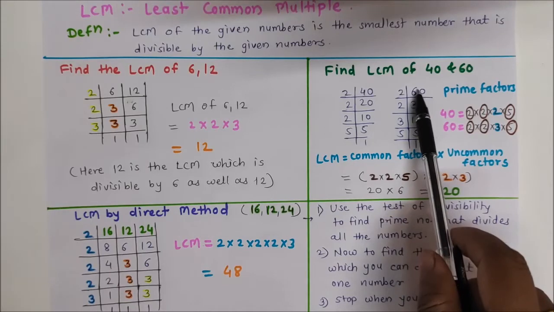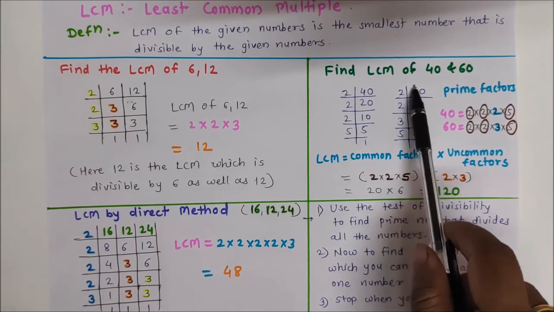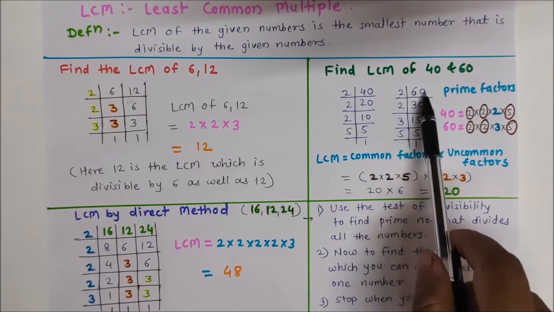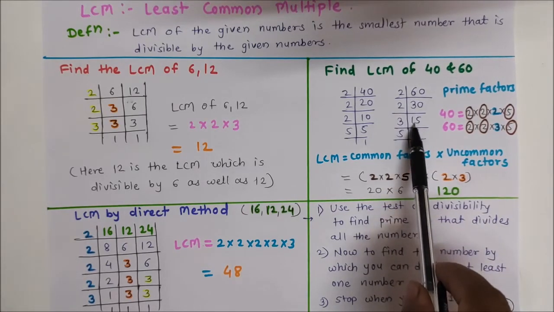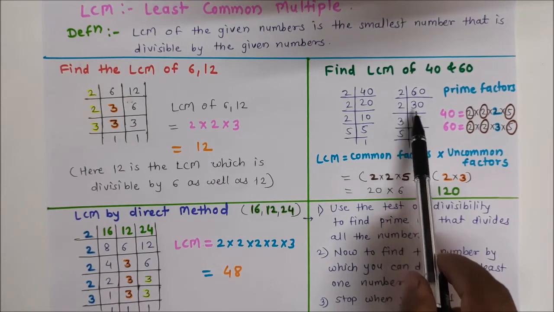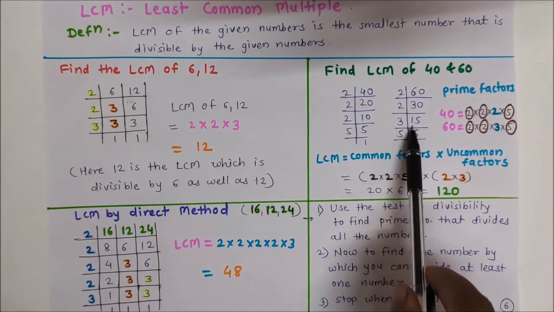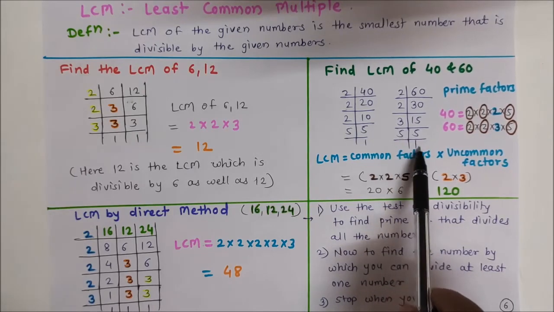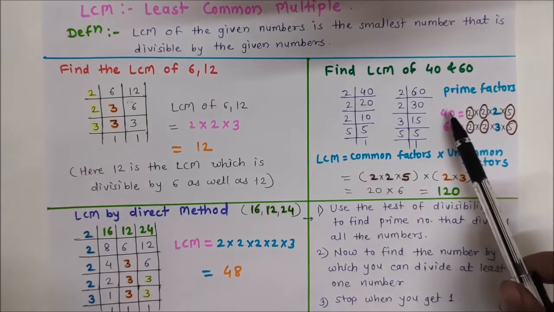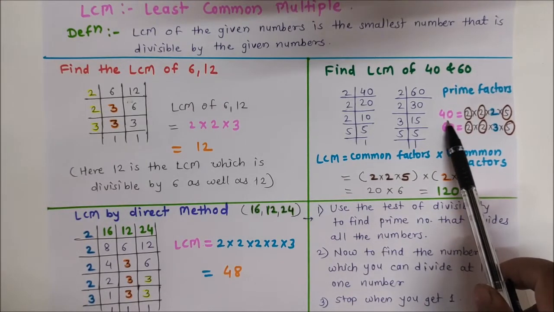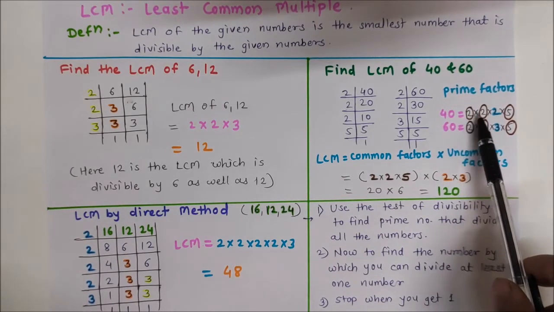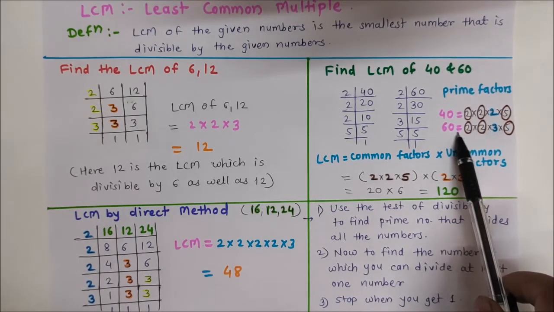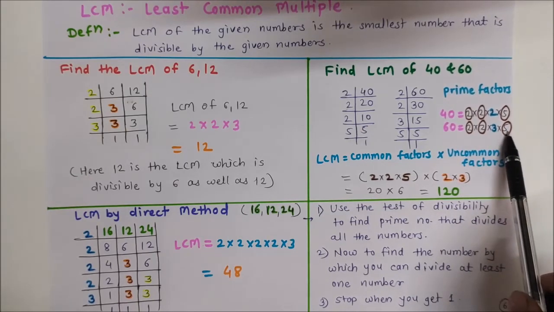Again find the prime factors of 60. So 60 is an even number, so we have to take first 2. 2 3s are 6, 2 0s are 0. Here 2 1s are 2. 1 is remaining, so 2 5s are 10. Here 15 is divisible by 3. So 3 5s are 15, 5 1s are 5. Here the prime factors of 40 are 2 into 2 into 2 into 5. Prime factors of 60 are 2 into 2 into 3 into 5.